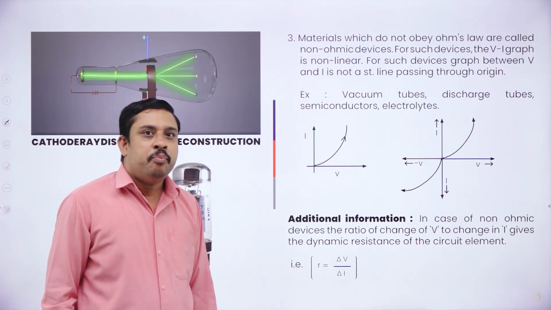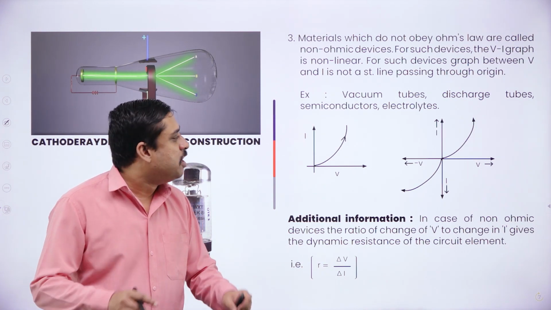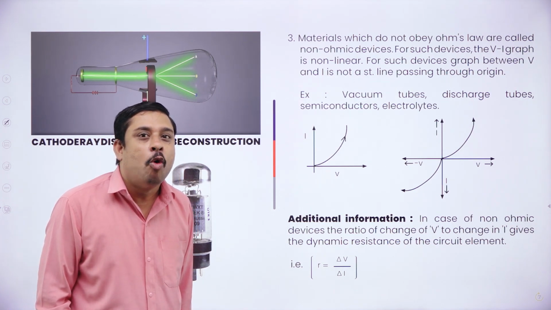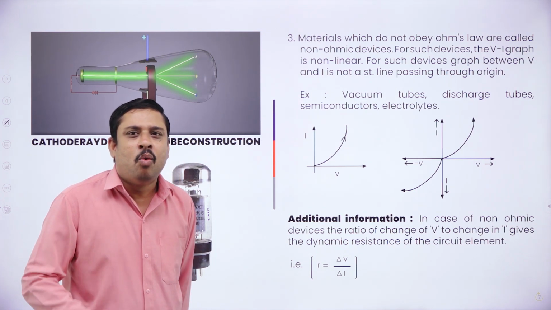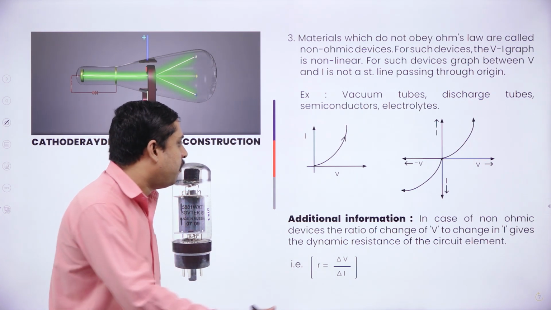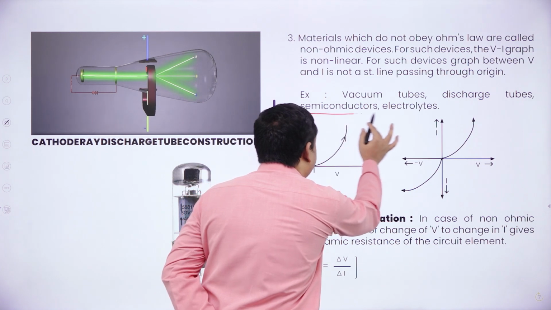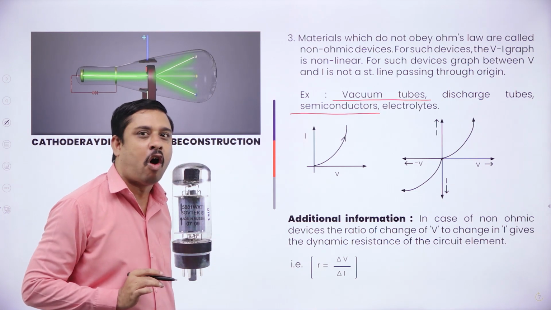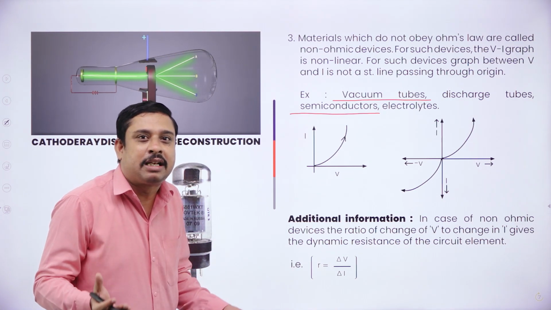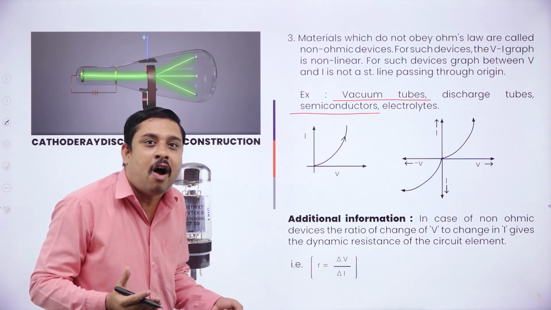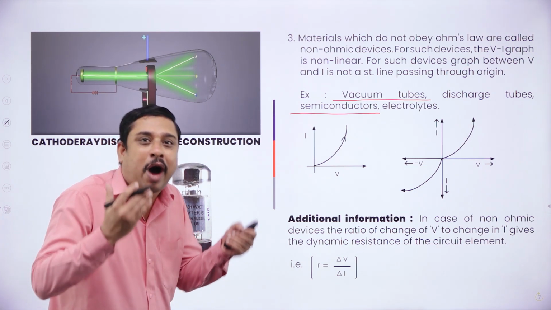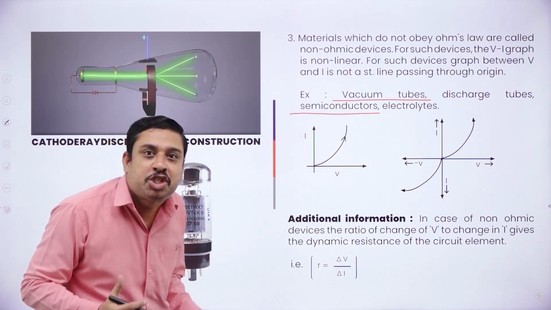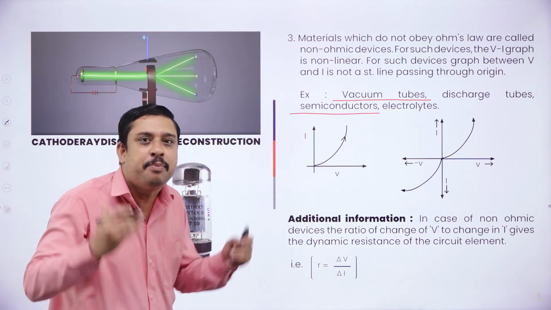Now, materials which do not obey Ohm's law are called non-ohmic devices. Now, what is the meaning of being non-ohmic? For example, we say all semiconductors are non-ohmic. Vacuum tubes are non-ohmic, discharge tubes are non-ohmic. What is the meaning? Very clearly, V is not directly proportional to I. For such devices, the linear relationship between potential and current breaks down.